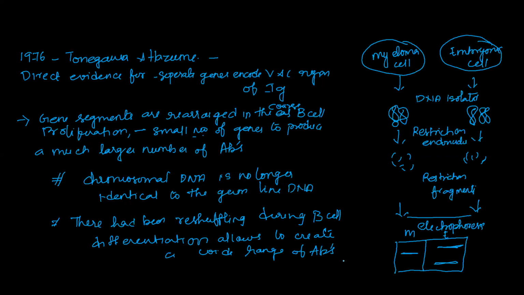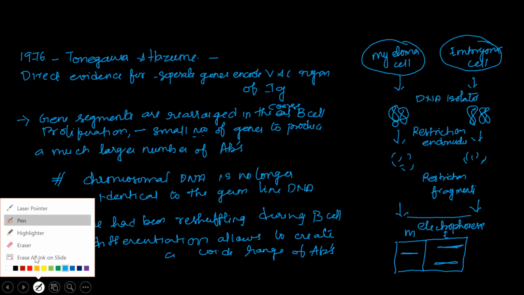So these are the theories which try to explain the diversity of antibodies. Okay, now let's go to the next session about gene organization.